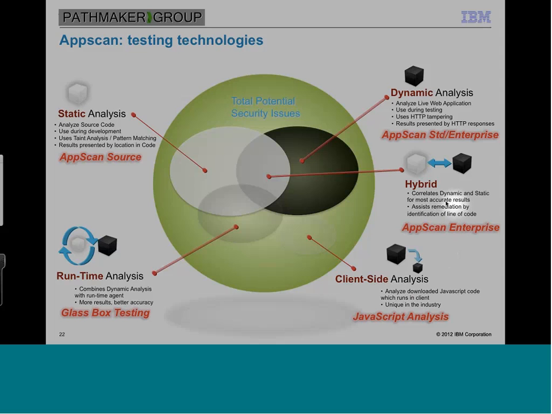And then finally, we do have some hybrid capabilities, and this is really a result of AppScan Enterprise being able to do some very basic correlation between dynamic and static scanning. So those are some of the key highlights of the AppScan solution.